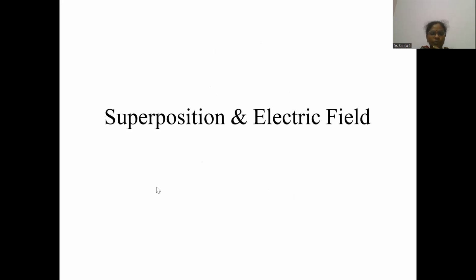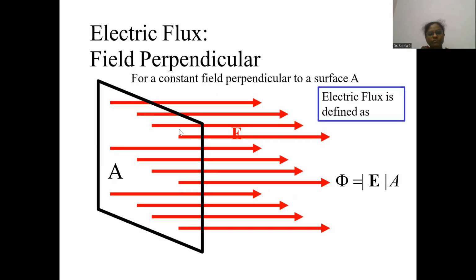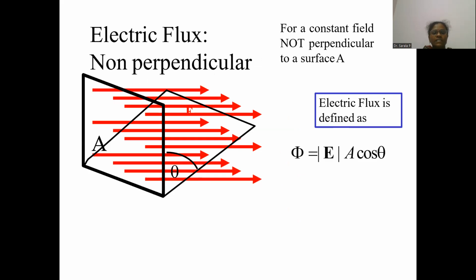Here also we are going to use the superposition principle for the electric field. If we have more number of charges where the field is acting on them, then we are going to add the fields, same like the forces we add. Now electric flux. So what is electric flux? For a constant field perpendicular to the surface, here there is a field. The electric flux is defined as E into A. That is field into the area gives the flux.